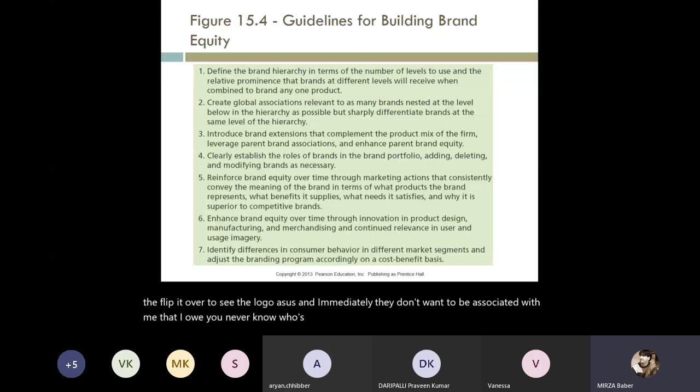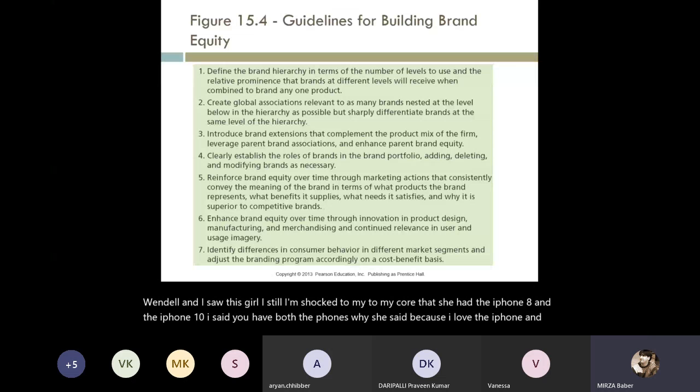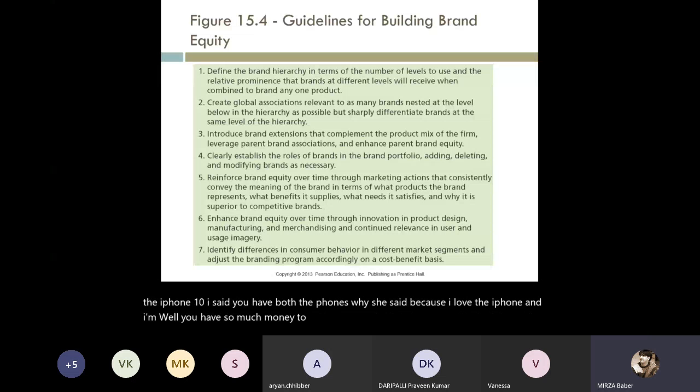I still am shocked to my core that she had the iPhone 8 and the iPhone 10. I said, "You have both the phones? Why?" She's like, "Because I love the iPhone." And I'm like, "Well, you have so much money to buy two iPhones and you don't have money to buy a pen and paper to work in class?" And that's when everyone laughed in the class. I felt bad, but I was curious. Why would she have two phones?